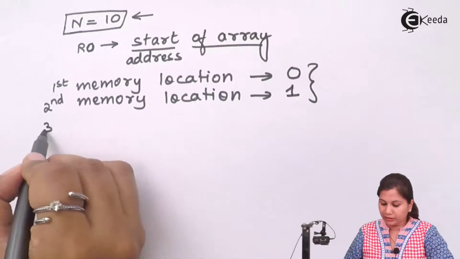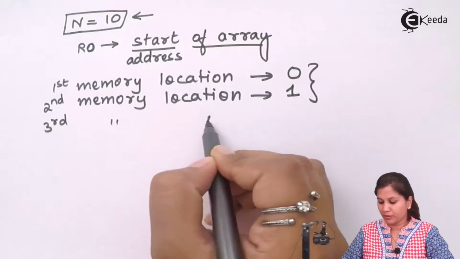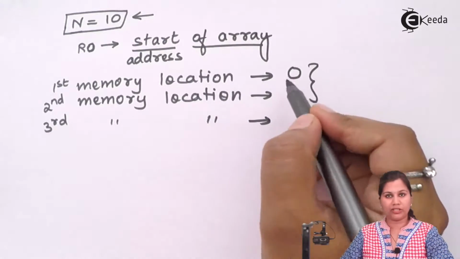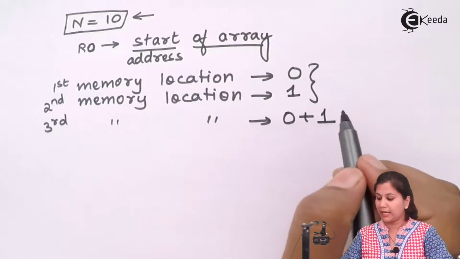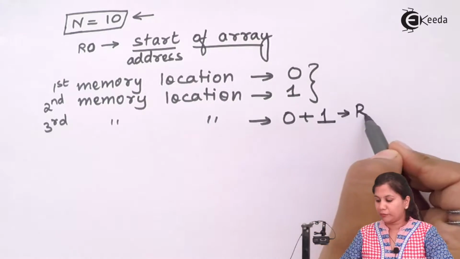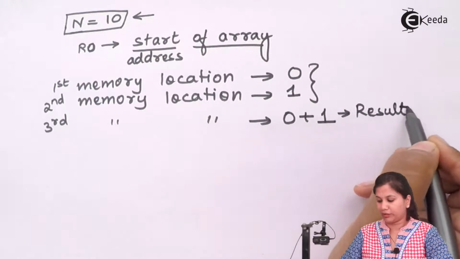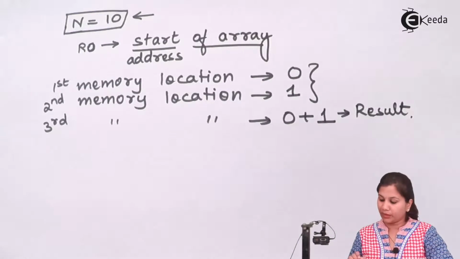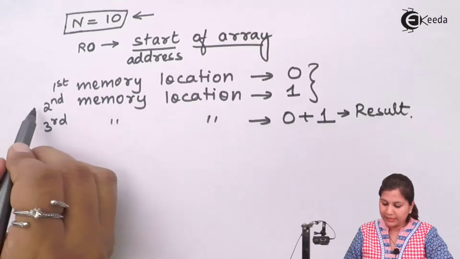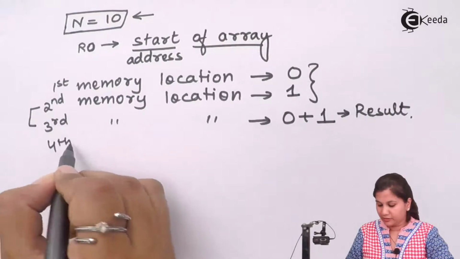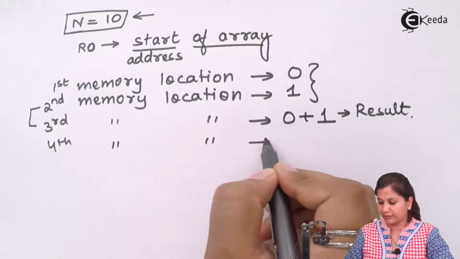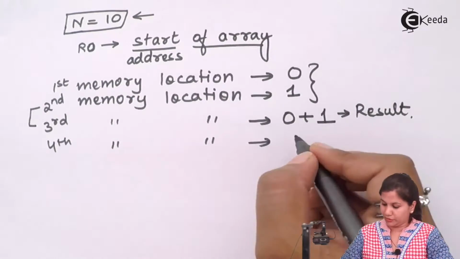Now at the third memory location, we will store the sum of these two, that is 0 and 1. We will add these two numbers and the result will be stored at the third memory location. After that, the second and third memory locations will be added and their result will be stored at the fourth memory location.